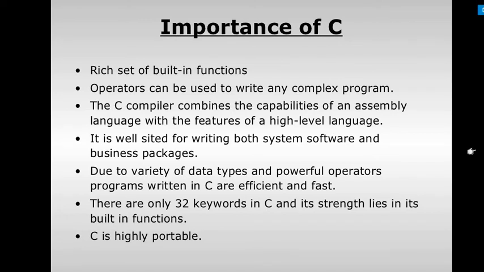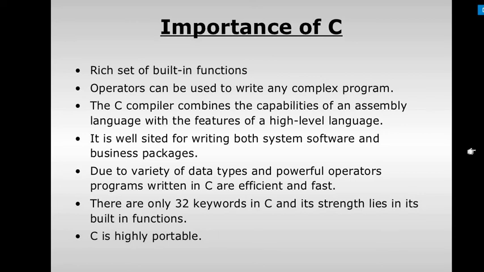Operators can be used to write any complex programs. So we do have some operators. In further classes, we will discuss about that as well. The C compiler combines the capabilities of an assembly language with the features of a high level language. So what is basically assembly and high level? Assembly language is nothing but the machine level language. So the machine level language and the high level language, that is human readable, and it combines both the capabilities. So that is the beauty of this language.